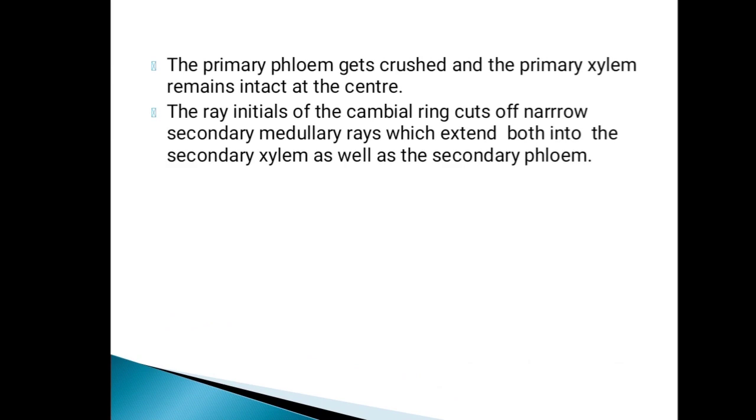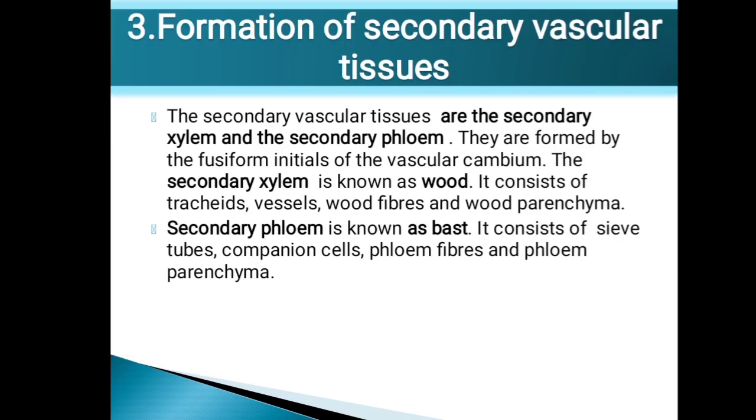The third point is formation of secondary vascular tissues. As a result of cambial ring activity, now the secondary vascular tissues begin to form. The secondary vascular tissues are the secondary xylem and the secondary phloem. They are formed by the fusiform initials of the vascular cambium, and the secondary xylem is known as wood. It consists of tracheids, vessels, wood fiber and wood parenchyma. Secondary phloem is known as bast. It consists of sieve tubes, companion cells, phloem fibers and phloem parenchyma.